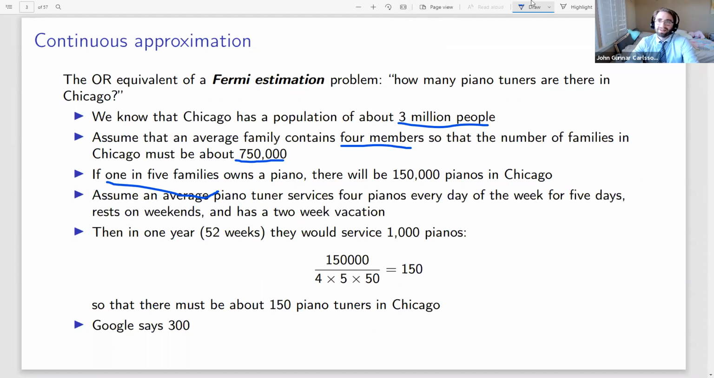Okay, why 1 in 5? Well, it's as good a value as any. It's probably more than 1 in 50. It's probably less than 1 in 2. So let's go with that. That means, okay, about 150,000 pianos that are sitting there in Chicago.